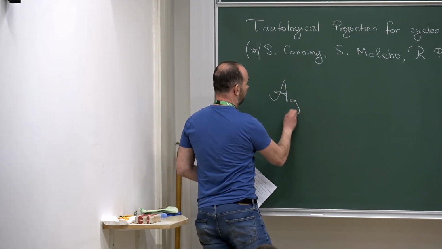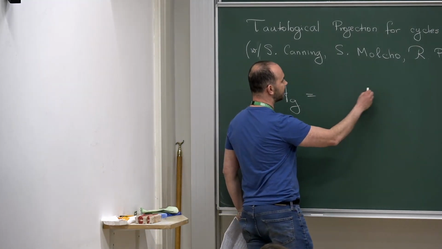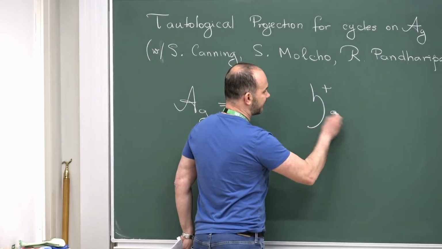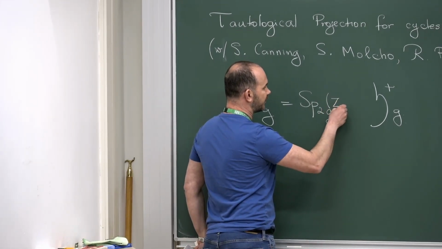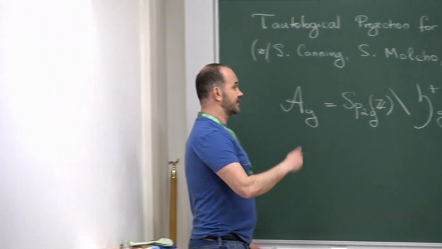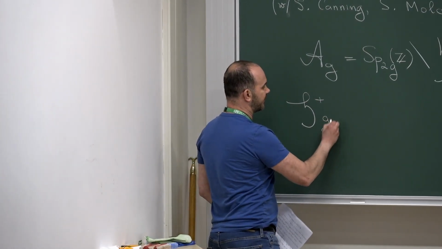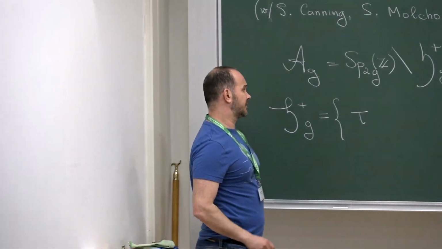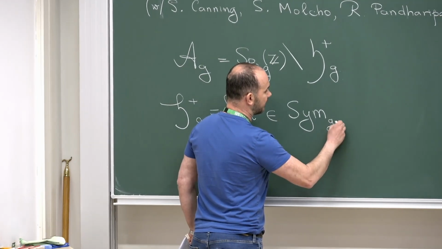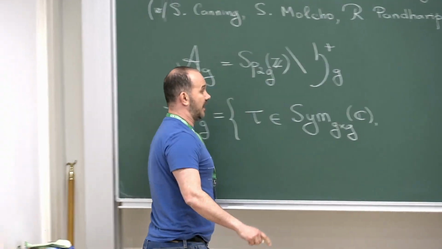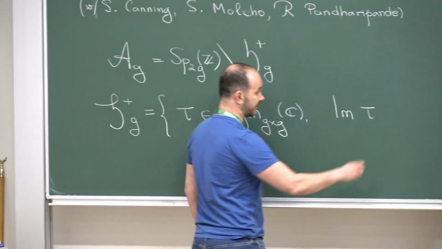G is a positive integer, and AG, the moduli space of abelian varieties over the complex numbers, appears as a quotient. What you're quotienting is the Siegel upper half space denoted by HG, and you quotient it by the action of the symplectic group Sp(2G, Z). Just to ground the discussion and make it a little bit more concrete, HG is, by definition, the set of all symmetric matrices tau. So tau is a symmetric G by G complex matrix, and we impose the condition that the imaginary part of tau is positive definite.